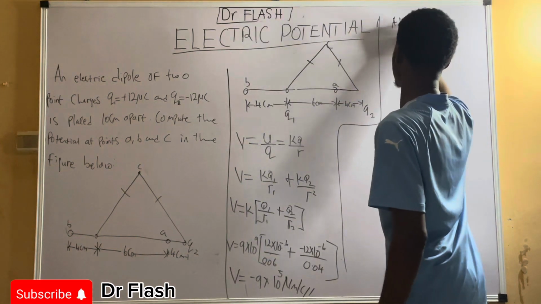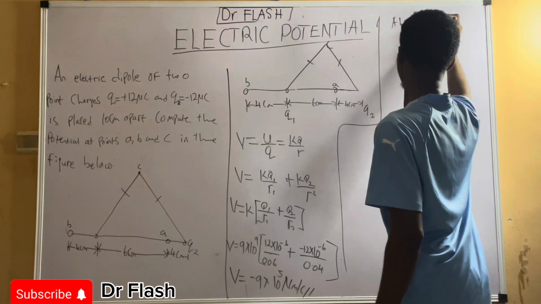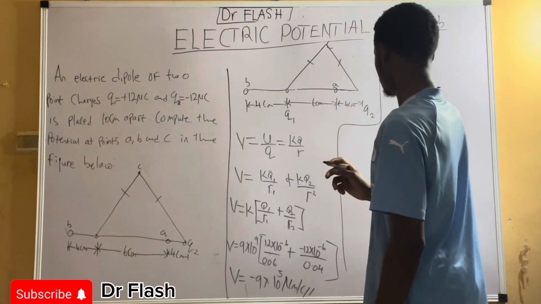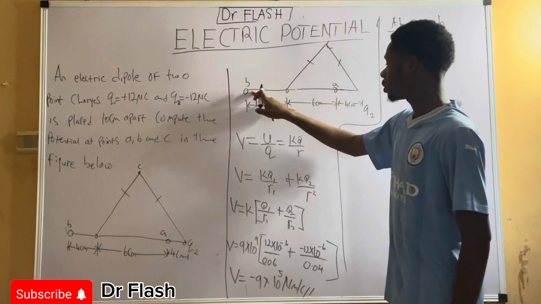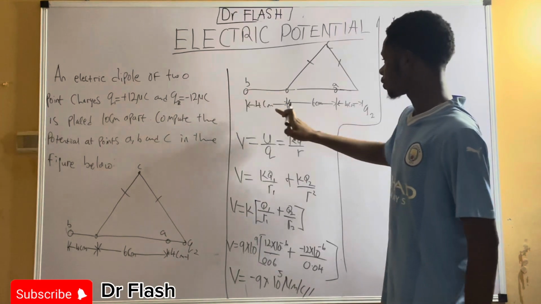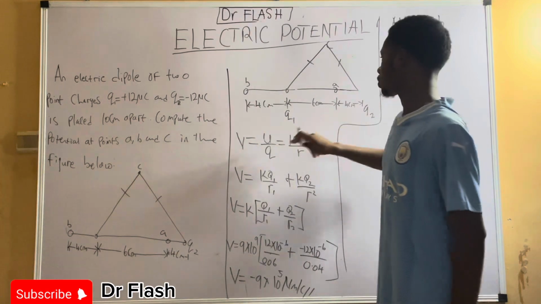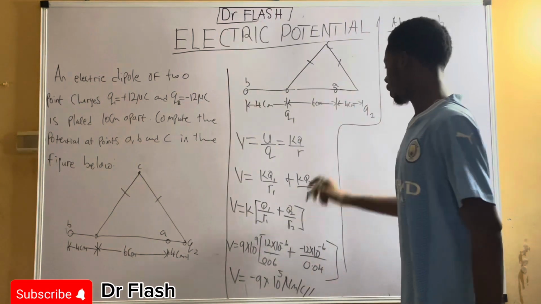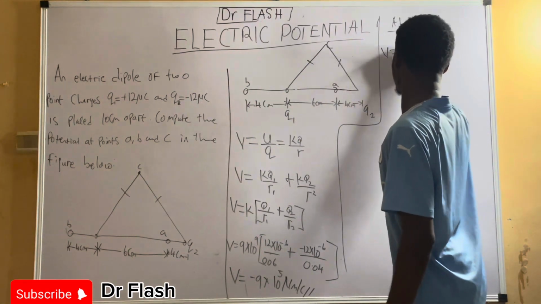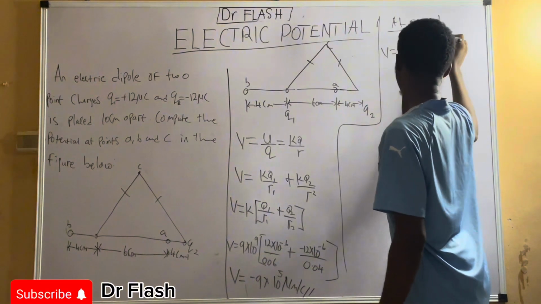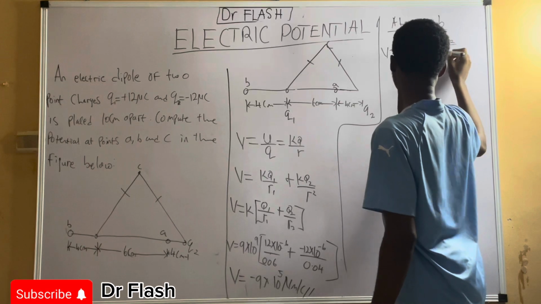So at point B, the electric potential at point B can be solved in this manner. Now for point B, we're going to sum the electric potential of Q1 to this point and the electric potential of Q2 to this point. We're going to do that using the same formula: V is equal to K in bracket Q1 over R1 plus Q2 over R2.